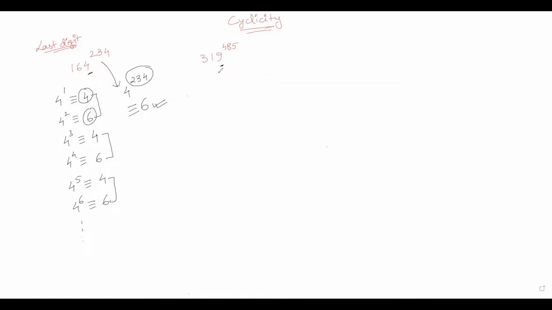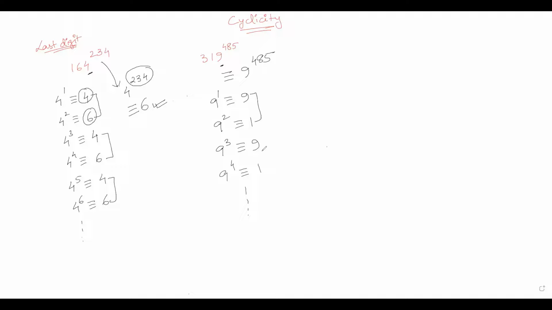In a similar way, the last digit of 319 raised to power 485 would be same as the last digit of 9 raised to power 485. And just like 4, the higher powers of 9 also has a cyclicity of 2. Let us see how. 9 raised to power 1 gives us the last digit as 9. 9 square will give us the last digit as 1. 9 cube will give us the last digit as 9. 9 raised to power 4 will give us the last digit as 1, and so on.